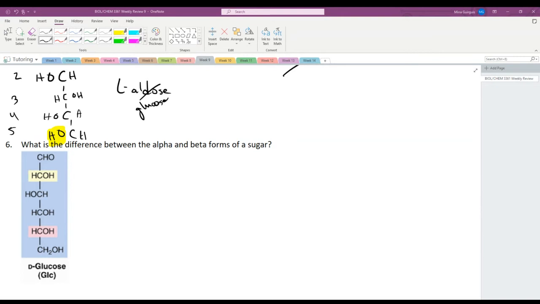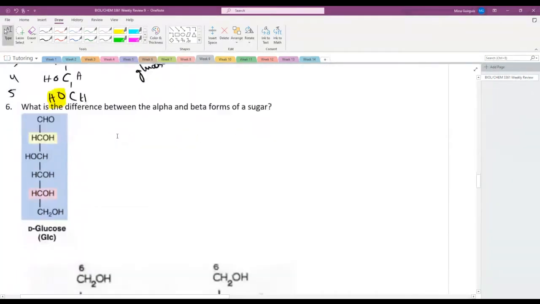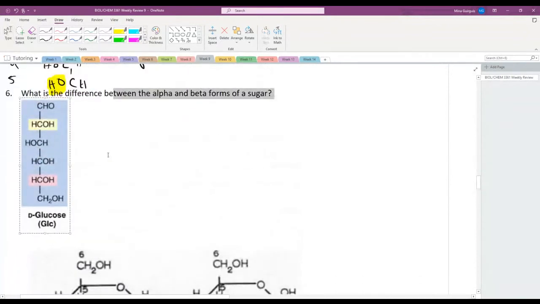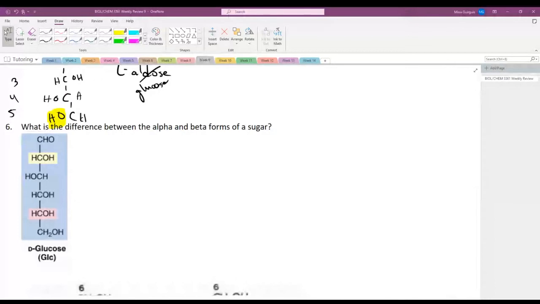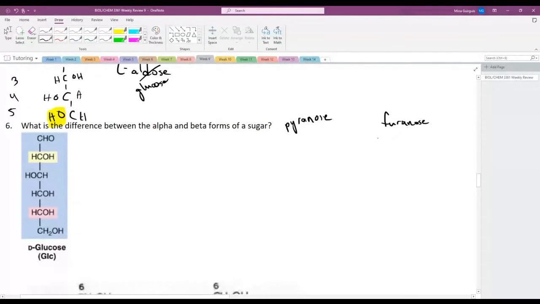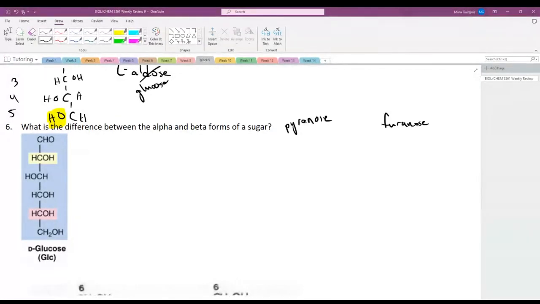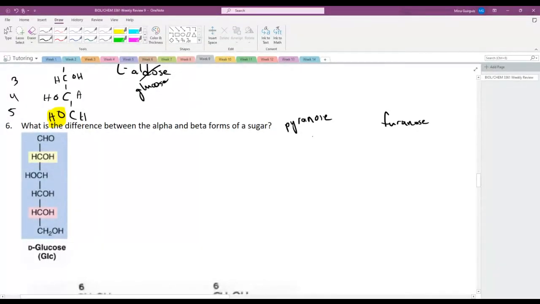And so let's start off by saying, okay, what ring is it? You can have two different rings, and you'll see that, that's fine. I kind of spoiled it. You can have a pyranose, which I'm just going to draw up here, or you can have a furanose. These tell you how many carbons are in the ring. So a pyranose is a 6-carbon ring. A furanose is a 5-carbon ring.